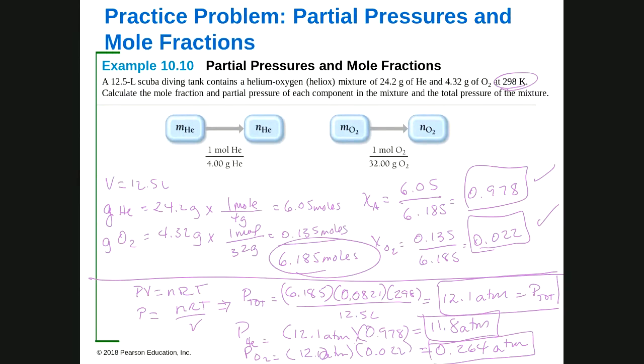All right. So if you find the mole fractions, and you do that by figuring out how many moles of each gas you have divided by the total moles, and it's like a percent, but we don't multiply it by 100. And so then that allows us to get the total moles. You figure out the total pressure, and then you use the mole fraction to figure out what fraction of the 12.1 atmospheres is helium, and then what is oxygen.